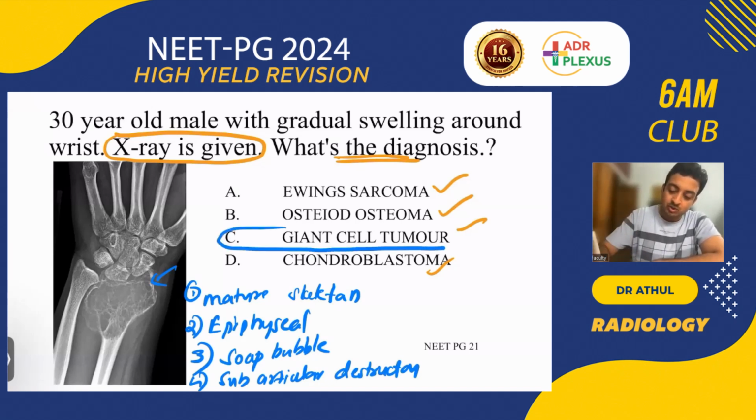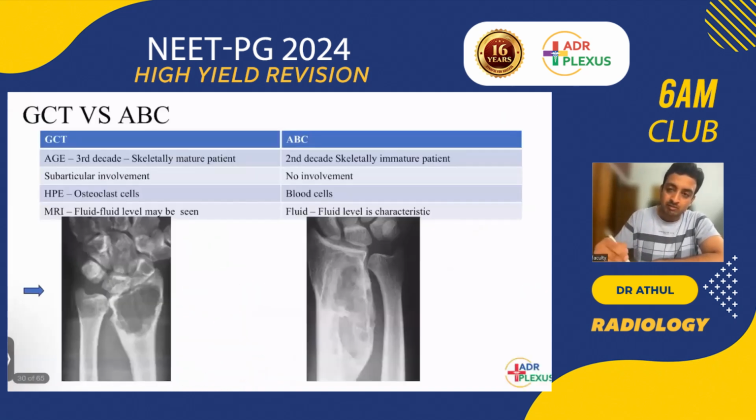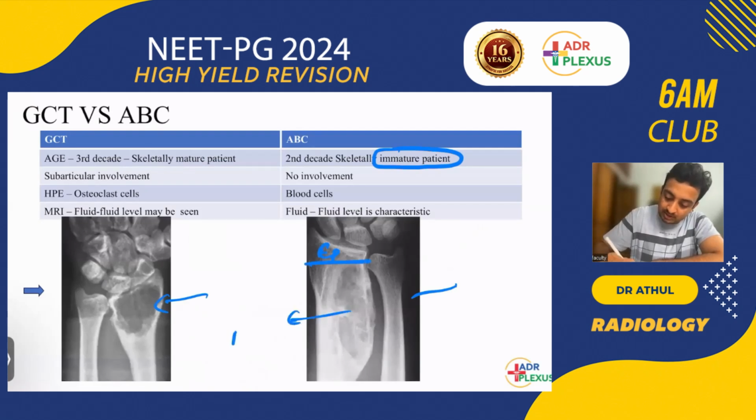So if you are seeing a tumor after 20 or 30 years with a soap bubble-like appearance involving the epiphyseal region, destroying the subarticular region, then it is nothing else, that is giant cell tumor. One doubt that you can come to is between giant cell tumor and ABC, aneurysmal bone cyst. But you should never make that wrong, because aneurysmal bone cyst is seen in a skeletally immature patient. The epiphyseal region is normal. Usually it is a lesion of the metaphysis.